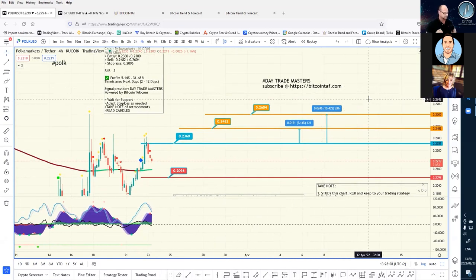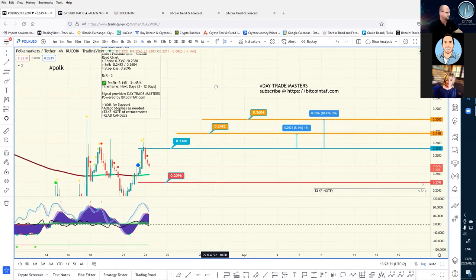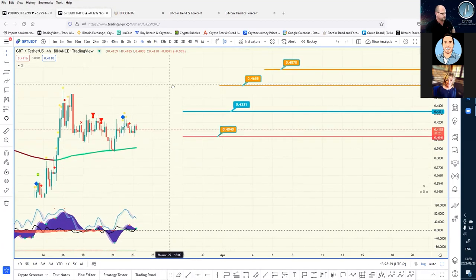You must also remember, with these free trades that we give, we only give you two take profit levels here, but in our Day Trade Masters channel, there's five of them that you can take advantage of. So the first one is bulk. We currently have a stop loss at 0.096 and then entry at 0.2360 and then take profit at 0.2482 and another one at 0.2604. And then we also have GRT.